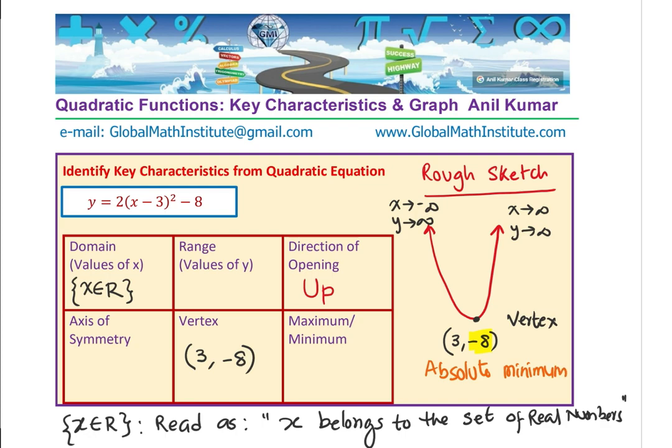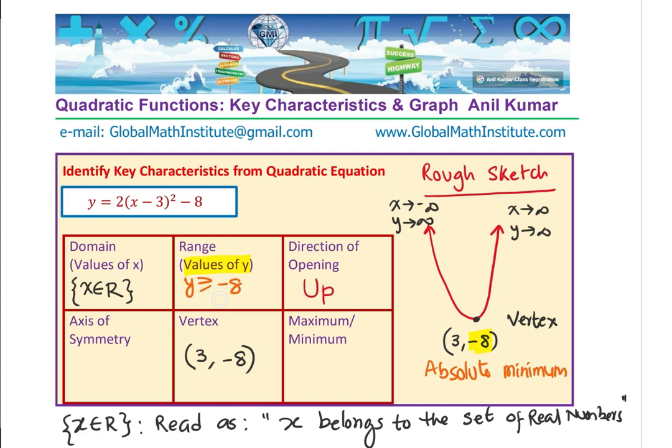Which is minus 8. So it makes sense when we write that the range is y greater than or equal to minus 8. Now in brackets, I've written values of y as range. So that is what it is, right? Initially, when you begin, sometimes it is confusing. Where y also belongs to all real numbers.